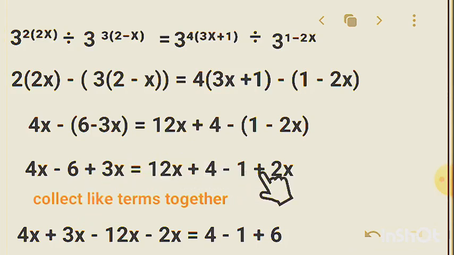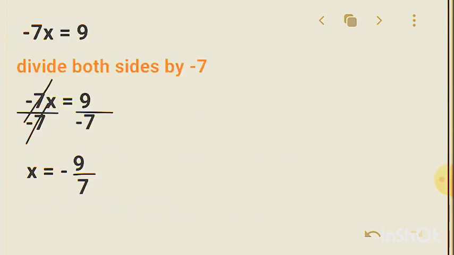Remember, once a constant or a variable crosses the equality sign, the sign in front of it changes. So for example, minus 6 here, if it crosses the equality sign, it becomes plus 6, and 12x here, if it crosses the equality sign, it becomes minus 12x. So after we have added all the like terms, we now get minus 7x is equal to 9. Now we divide both sides by 7 to get the actual value of x, and the actual value of x is minus 9 over 7.